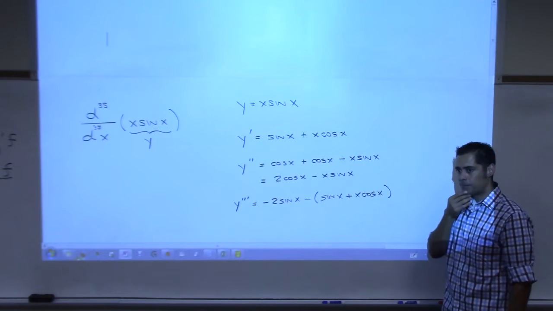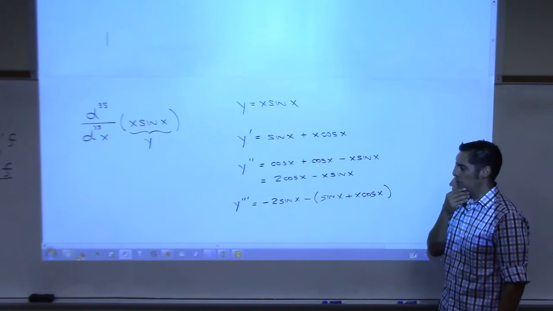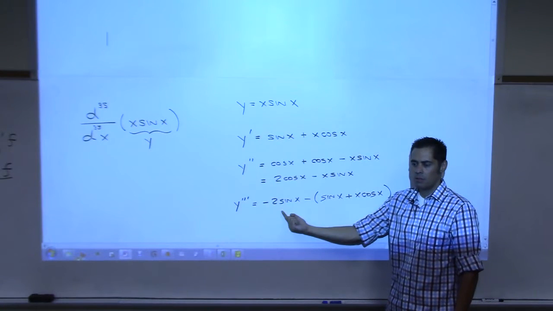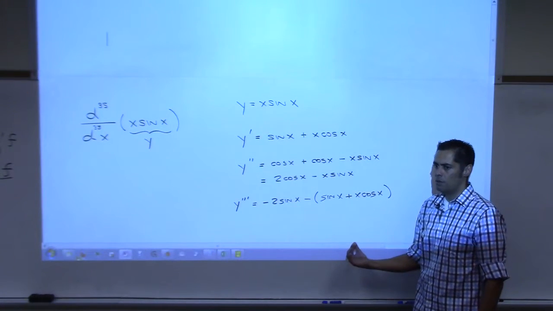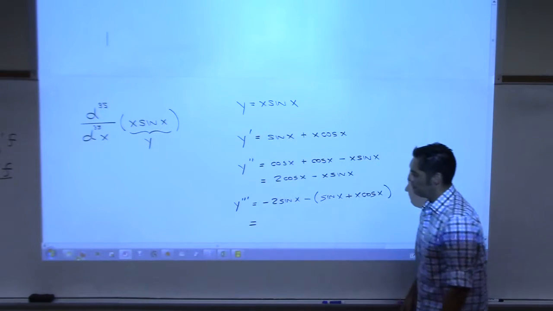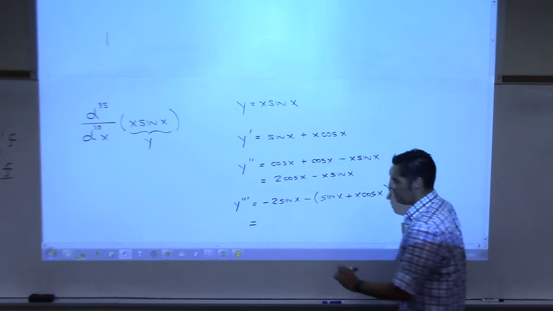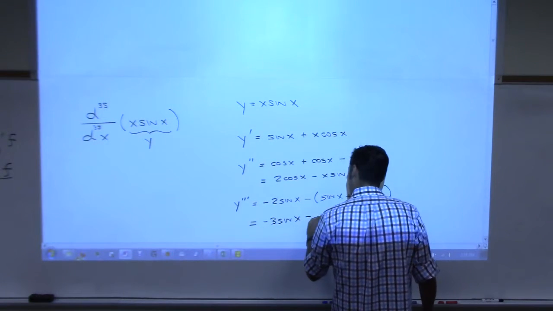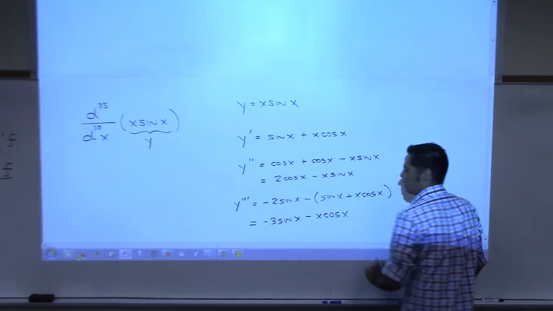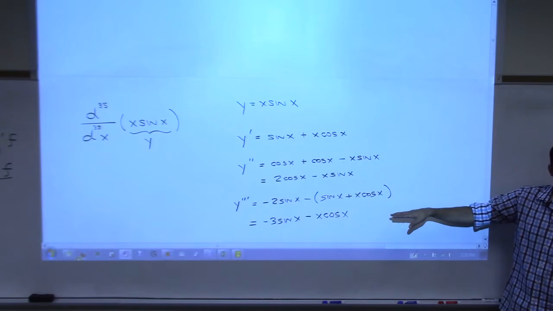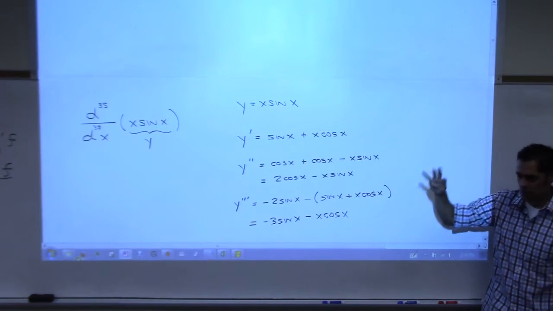Well, actually, you could take away those parentheses, couldn't you? I would like to, because see that sine x? It can join up with those. So I'm going to simplify one more level before I do another derivative. What would my next line be? Negative 3 sine x minus x cosine x. That's right. So that's my third derivative. Ready for the fourth?